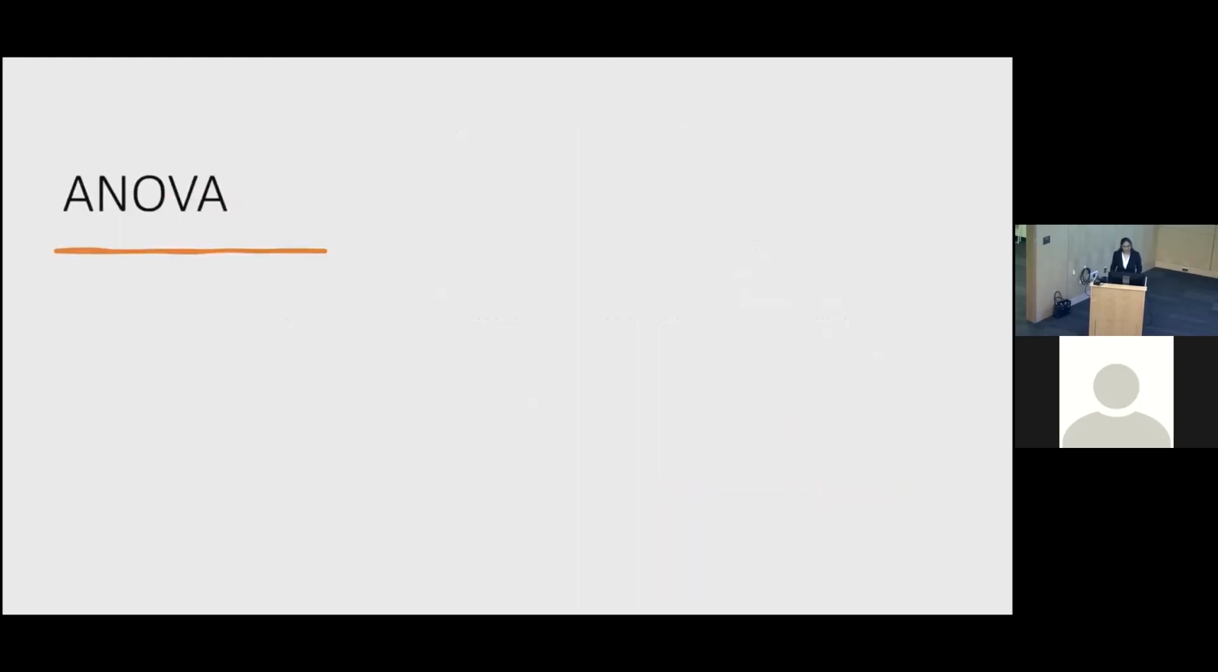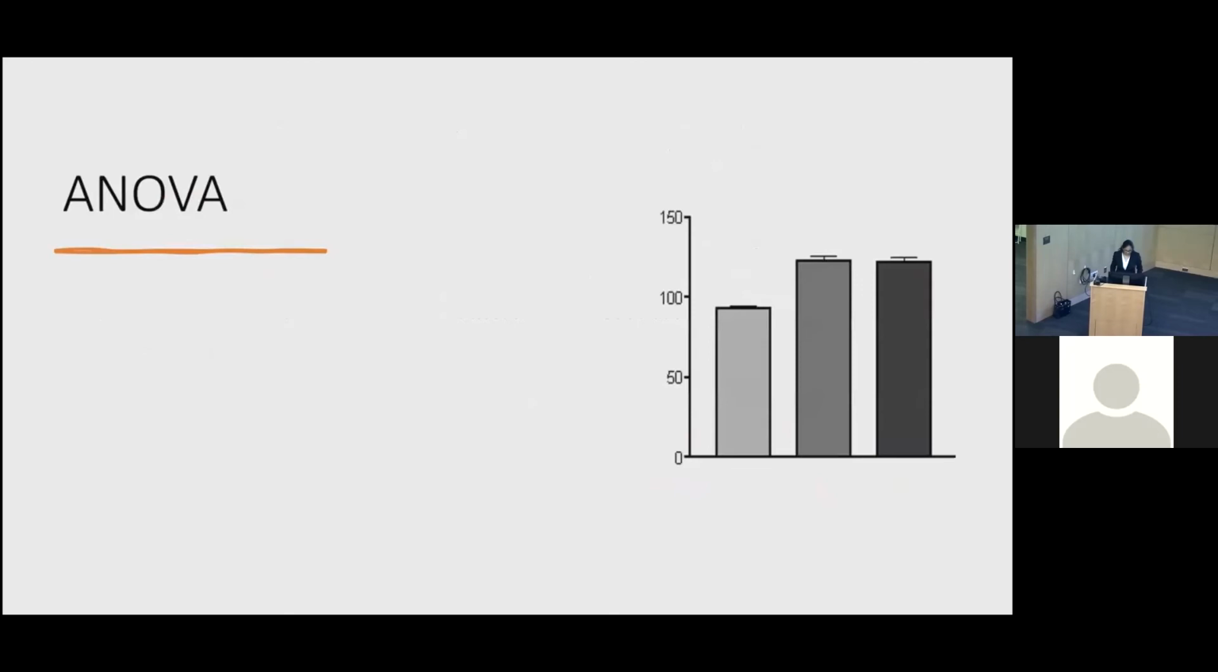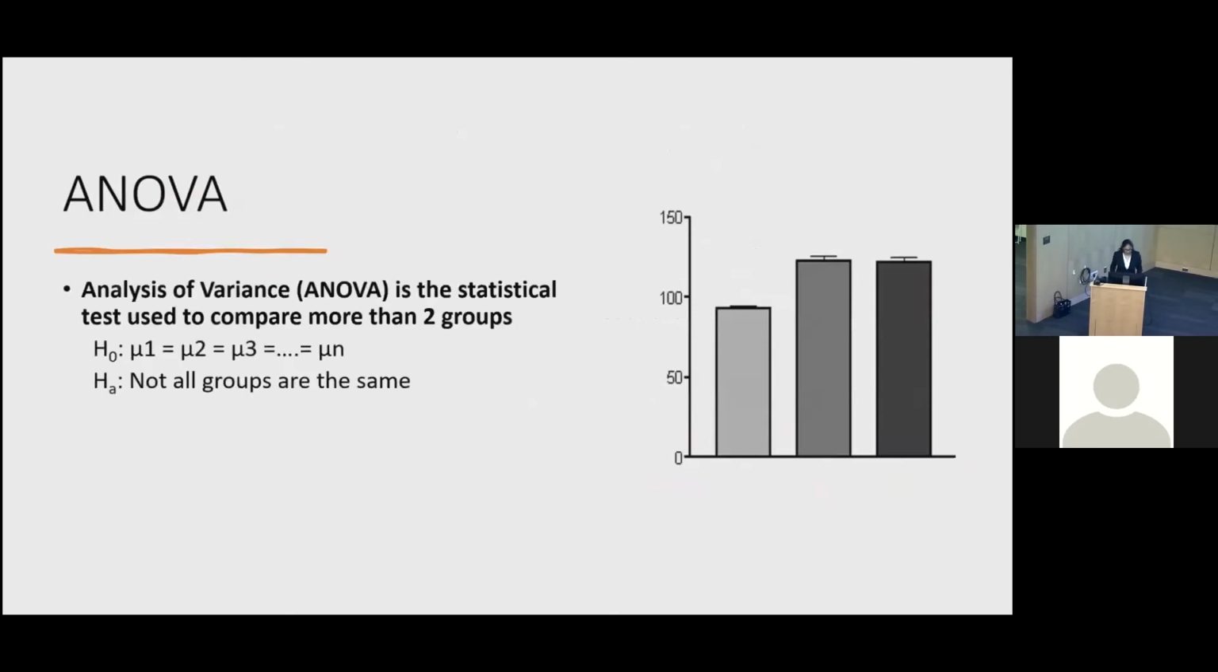Okay, so t-tests themselves are useful tools, but they only work when you want to compare two groups. So what do you do in a situation where you have more than two groups? We use something called the analysis of variance, or ANOVA. For the analysis of variance, the null hypothesis is that all group means are equal to each other, and the alternate is that not all the group means are equal.